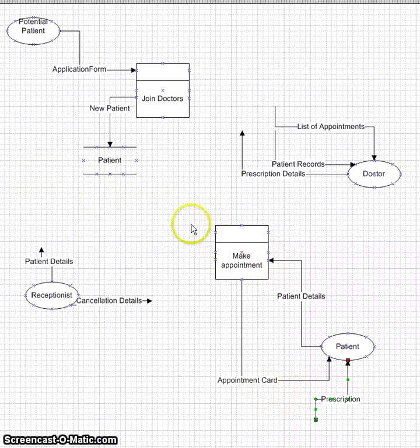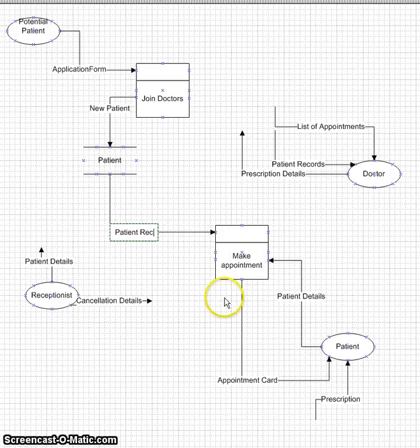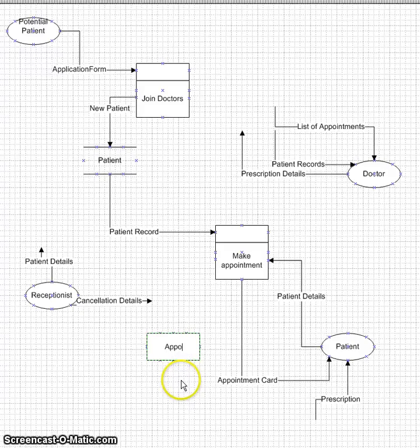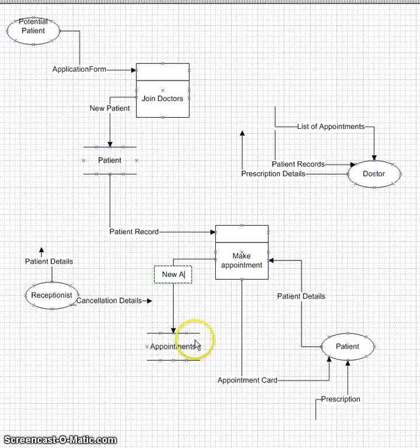You can see there the patient has provided their patient details, they've received an appointment card. In order to make the appointment, we also need to query this store. So the patients give us their details. Let's check their record. Are they a real patient at the doctor's? So we're recalling on that. We also need to add the appointment into a new store called appointments. So we can link this up now, and we've got here the new appointment.